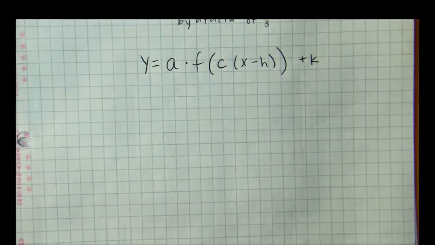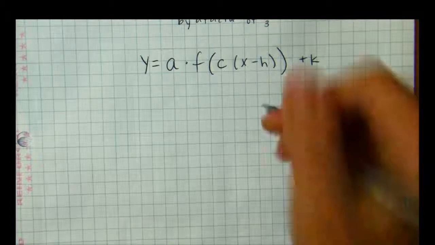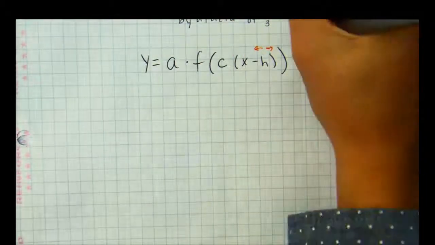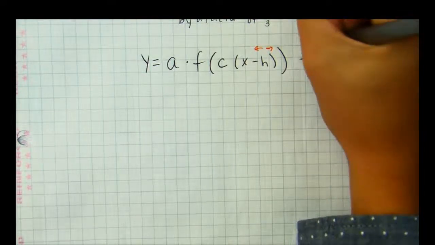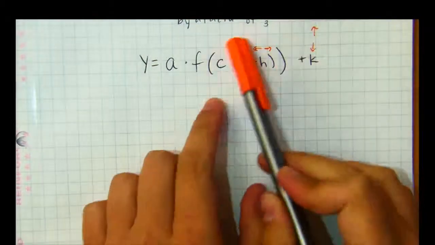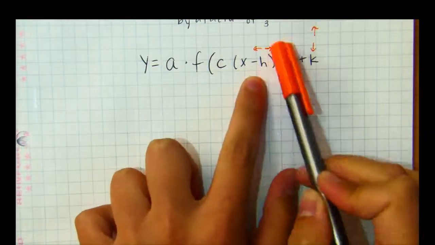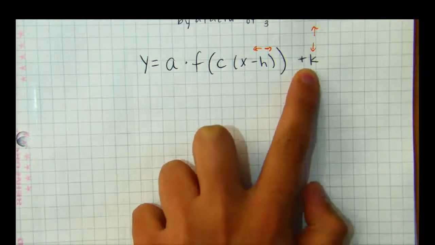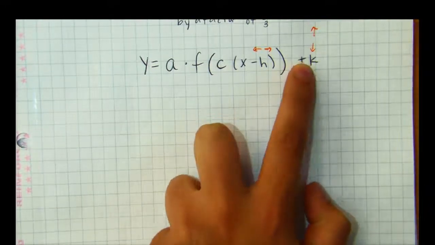So remember from class we talked about h and k. H tells you about your left and right movement. K tells you about your vertical up and down movement. So you'll notice that when you're on the inside of your parent function, you're dealing with horizontal movement, and when you're outside of your parent function, you're dealing with the vertical movement.